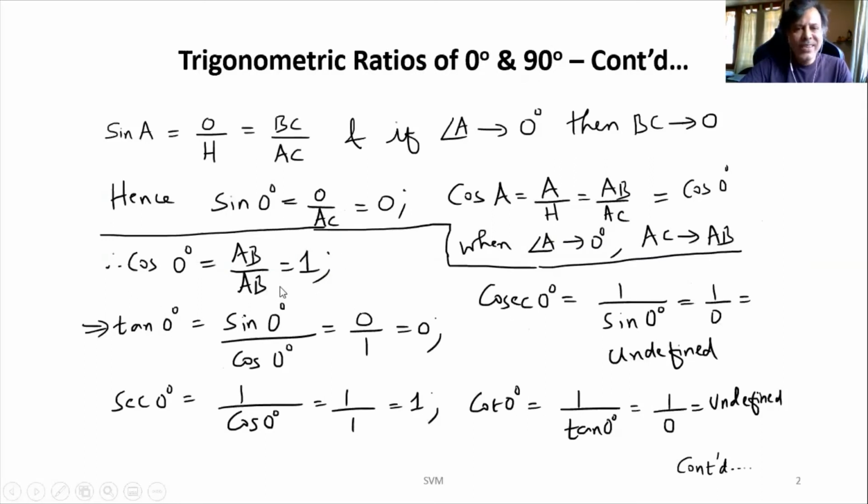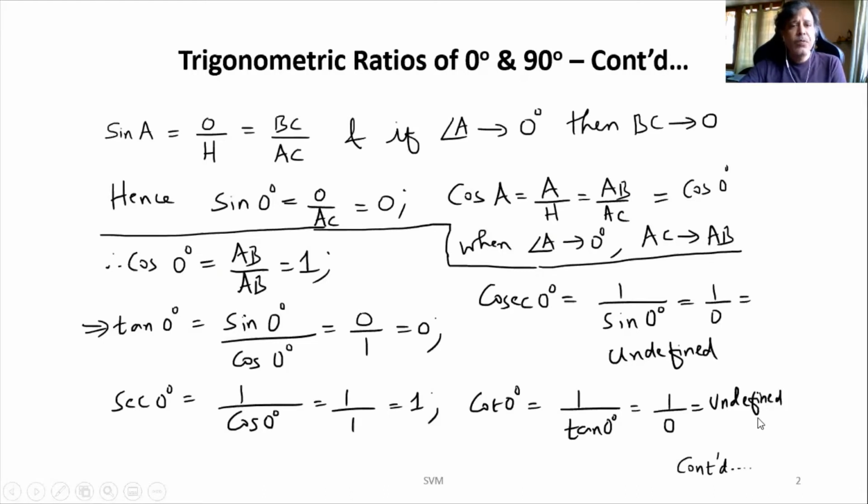Now that we have sin 0 and cos 0, the rest of the trigonometric ratios will be easier to evaluate. What is tan? It is sin by cos. Sin we already got as 0 and cos is 1, so it becomes 0 by 1, which is 0. Cosecant is 1 by sin, which means 1 by 0. 1 by 0 you can't evaluate, so you call it undefined. Secant 0 is the inverse of cos 0, the inverse of 1, which is 1 only. Then cot 0 is the inverse of tan. Tan we evaluated as 0, so 1 by 0 becomes undefined again.